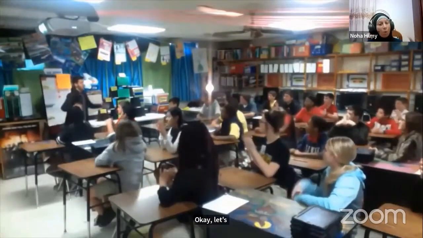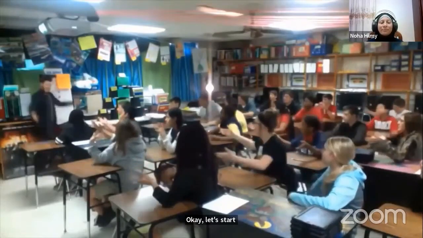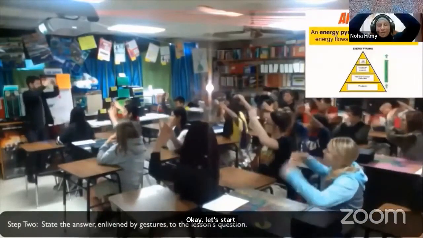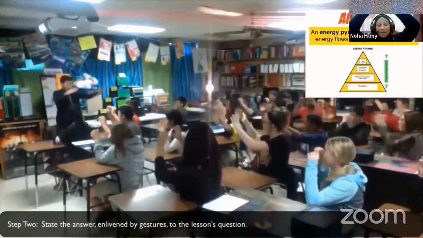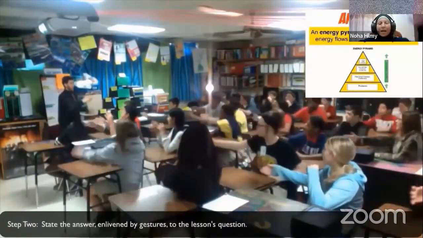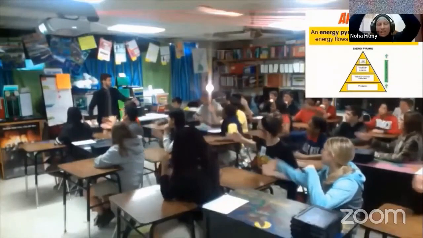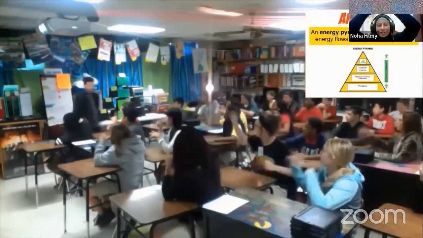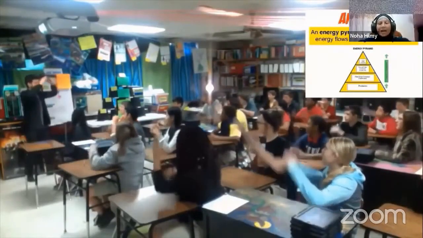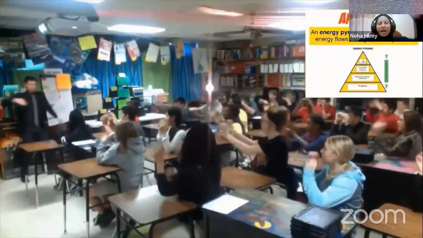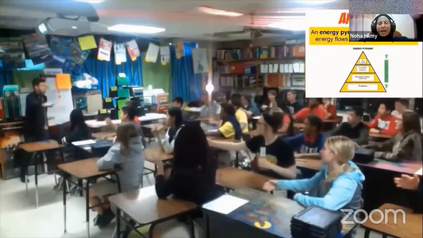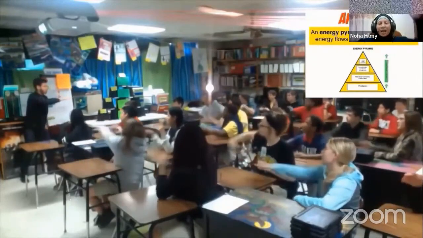Mirror words. Mirror words. What is an energy pyramid? An energy pyramid is a model that will show us the flow of energy through an ecosystem. One more time. Energy pyramid. It's a model. It's showing us the flow of energy through an ecosystem.